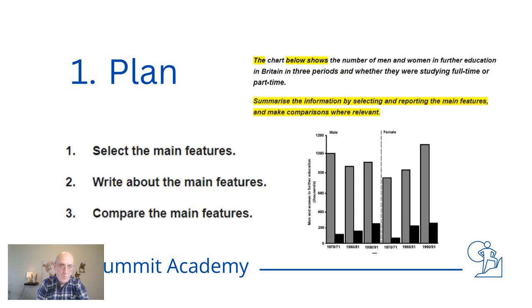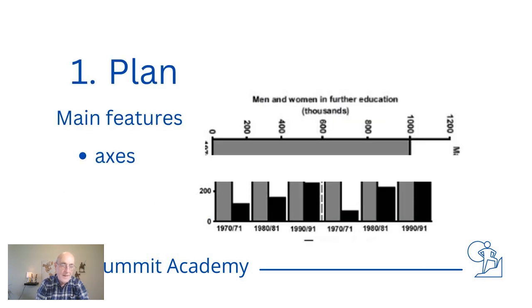Now, I'll just go back for a moment. You can see that the graph has the x-axis and the y-axis. And I've taken the x-axis and turned it on its side just so that we can see what it says. So the first of the main features that I want to make sure that I'm aware of is that this graph is about men and women in further education. And when I look at the axes, the other thing that I just want to take note of is I want to make sure that I notice the units of measurement.